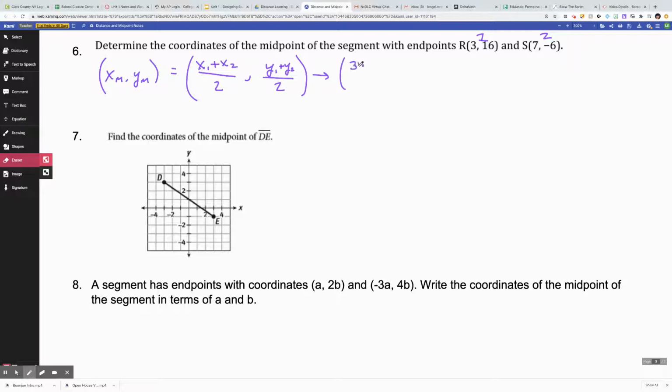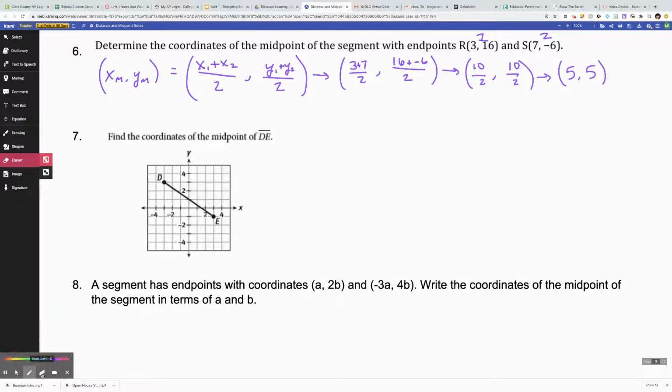Okay, so let's plug our numbers in. So I have (3 plus 7) divided by 2, comma, (16 plus -6) over 2. All right, now I need to add and divide. So I have 3 plus 7 is 10. So 10 divided by 2, comma, 16 plus -6 is the same as 16 minus 6. So that is 10 divided by 2. And since I can divide those, I'm going to go ahead and do that. So I get (5, 5). So that is my midpoint.